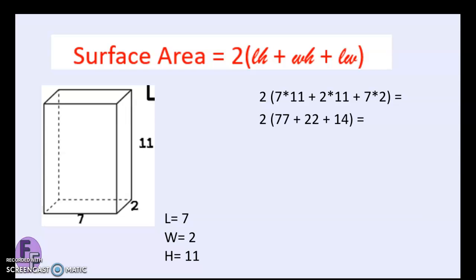According to order of operations, you need to do the multiplication first. This gives you 77 plus 22 plus 14. Then add the numbers together, 113, and double it, 226 units squared. You can also just put that equation into the calculator.